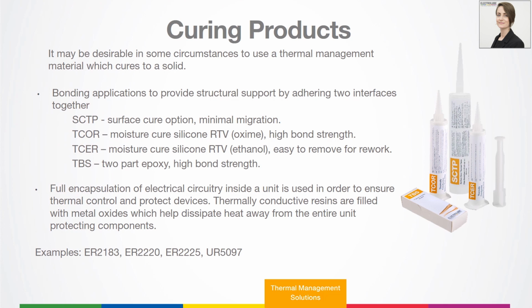Curing products are used where you do want the product to cure to a solid, and you may also require some adhesion strength as well. In our range, we have some moisture cure silicones and also epoxy products, which all give you adhesive strength. We also have SCTP, which only cures on the surface, so it gives you excellent thermal stability over thermal shock and thermal cycling, but it doesn't actually bond the product to the heatsink.